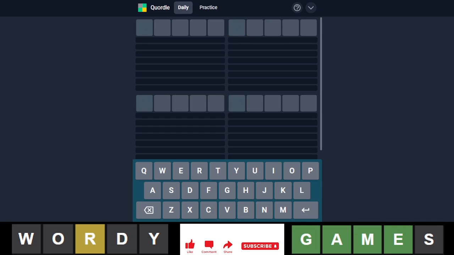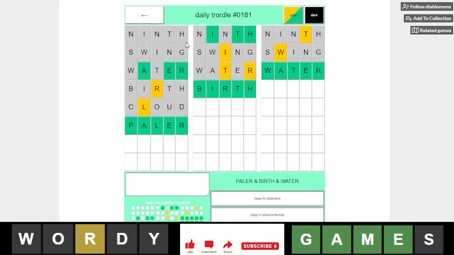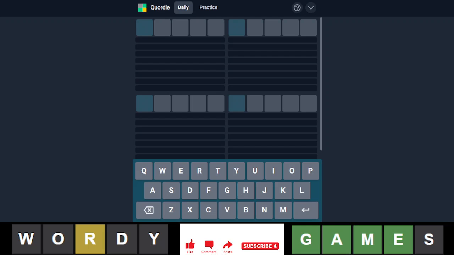Hello everyone, it is August 3rd, 2022, and we are back with our daily Quordle. In our Quordle, we have paler, birth, and water. I'm gonna go with birth and paler.